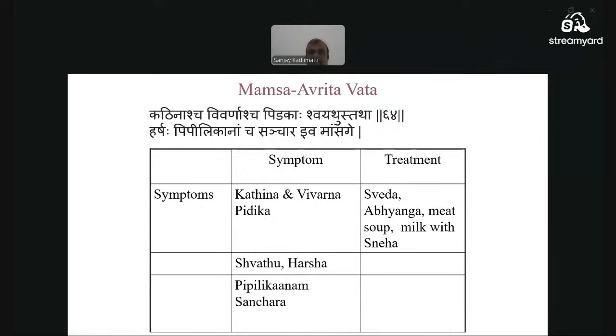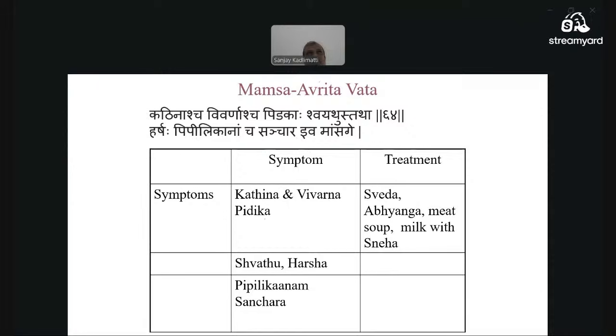Now to summarize, because it's impossible to cover 42 Avaranas in 2 hours, I made a table. Mamsavrita Vata, very clearly, the symptoms are there in the shloka, like Katina, Vivarana, Pidaka. When the Vata is obstructed by Mamsa, just simple common sense we have to use. Mamsa is doing the Avarana of Vayu, so Vata is angry because its path is blocked and it's trying to come out. Gradually, first day, second day, third day, fourth day, seventh day, 15th day, pushing Mamsa hard, there will be Pidakas. Just as you blow air in a balloon, it will bulge. Similarly, Mamsa will bulge.